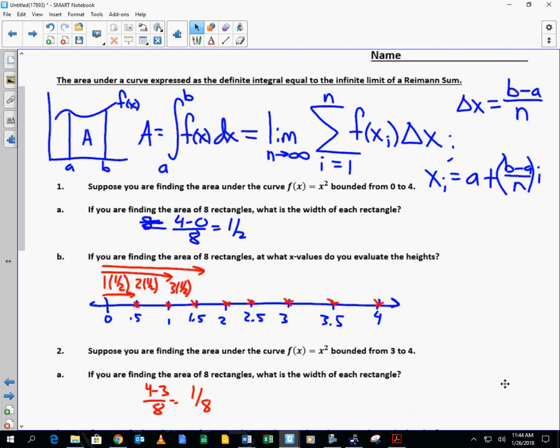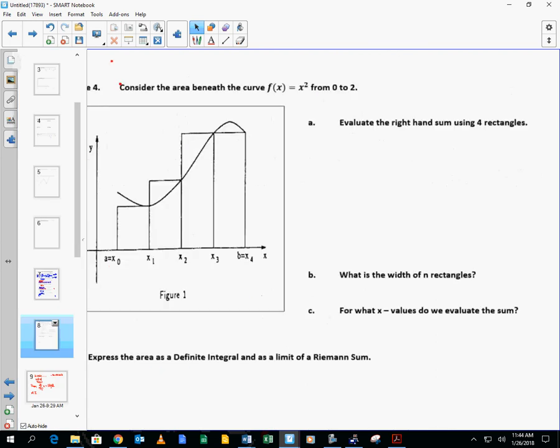So I represents the number of widths. So we're going to start at A over 1 width, 2 widths, 3 widths, 4 widths. Let's get to Callan's question. Flip it over. Here we go.